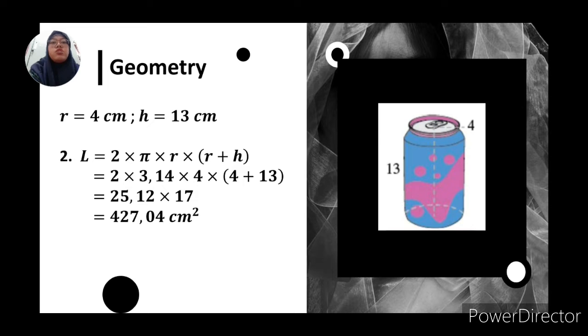Number 2, the surface area formula is L equals 2 times pi times r times (r plus h) in the parentheses equals 2 times 3.14 times 4 times (4 plus 13) in the parentheses equals 25.12 times 17 equals 427.04 square centimeters.